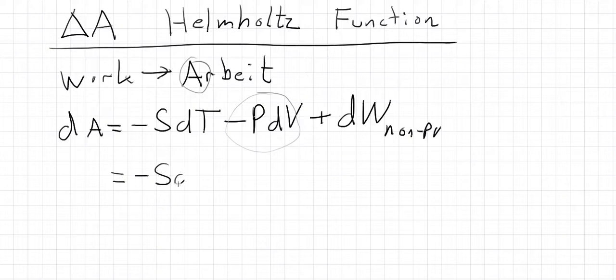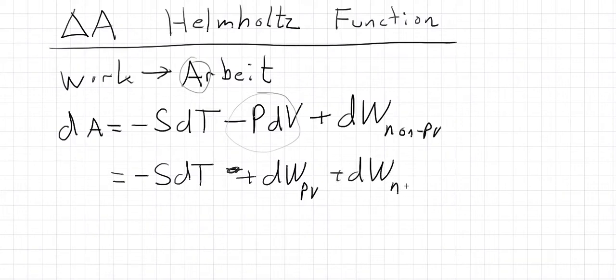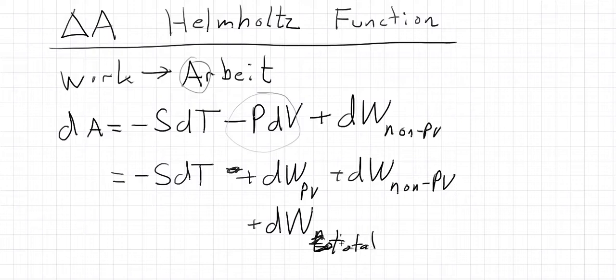That is expansion work. So we could call this dW PV. It's the term for PV work. And then we have this other term for non-PV work. And we could just group these together, and we could say the total work, PV work and non-PV work, the total work plus SdT is equal to dA.